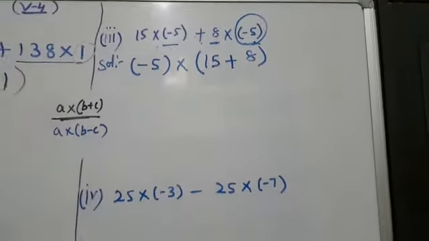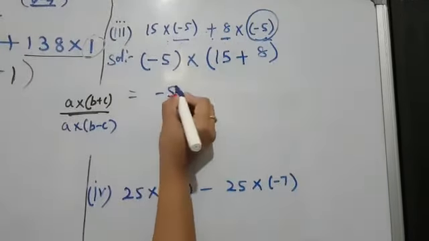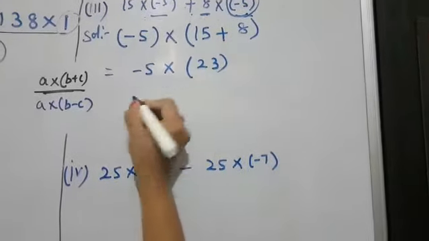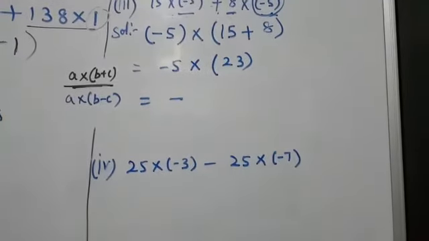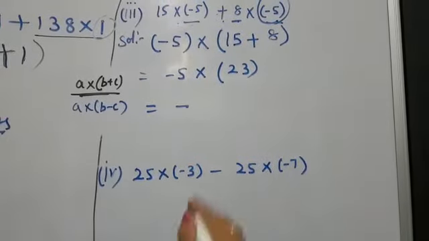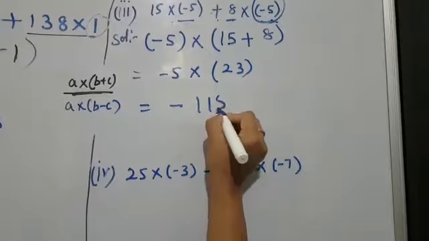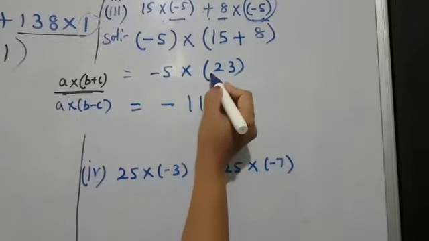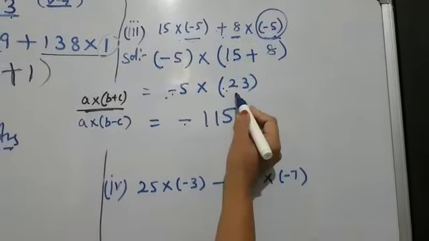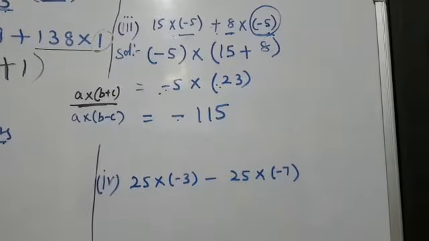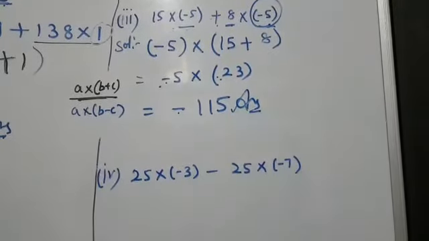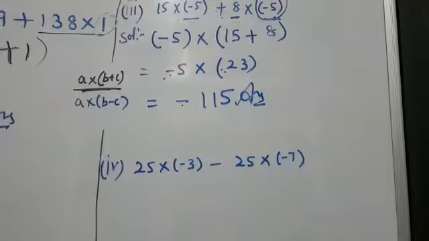Okay. So next, minus 5 multiply. The sum is 23. So your answer will be 23 multiplied by minus 5. It will give you minus 115. Answer will be negative because one is positive, other is negative. Plus minus, minus, and this will be multiplied. 23 will be multiplied by 5. It will be minus 115. It's your answer. Next, again, fourth part.